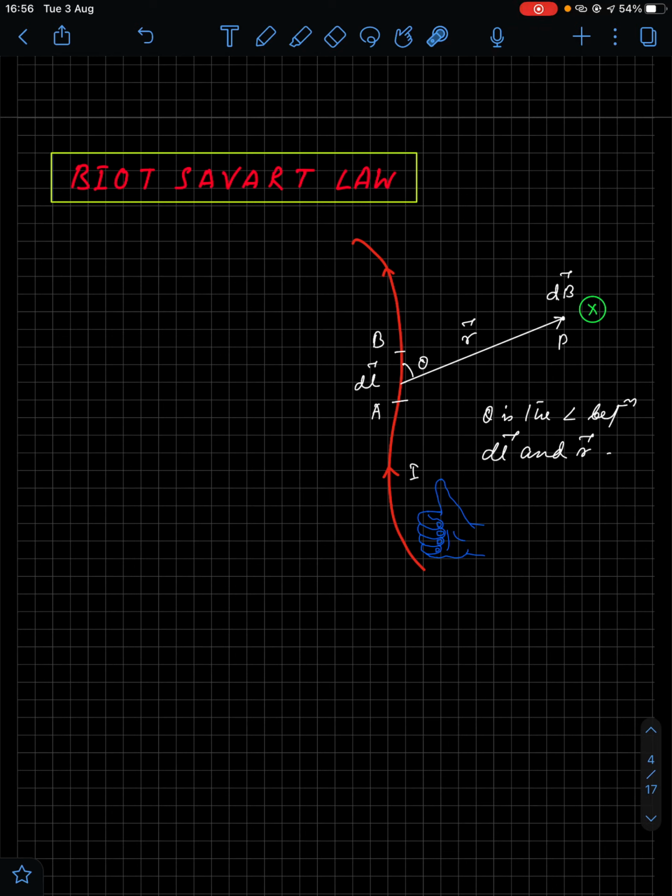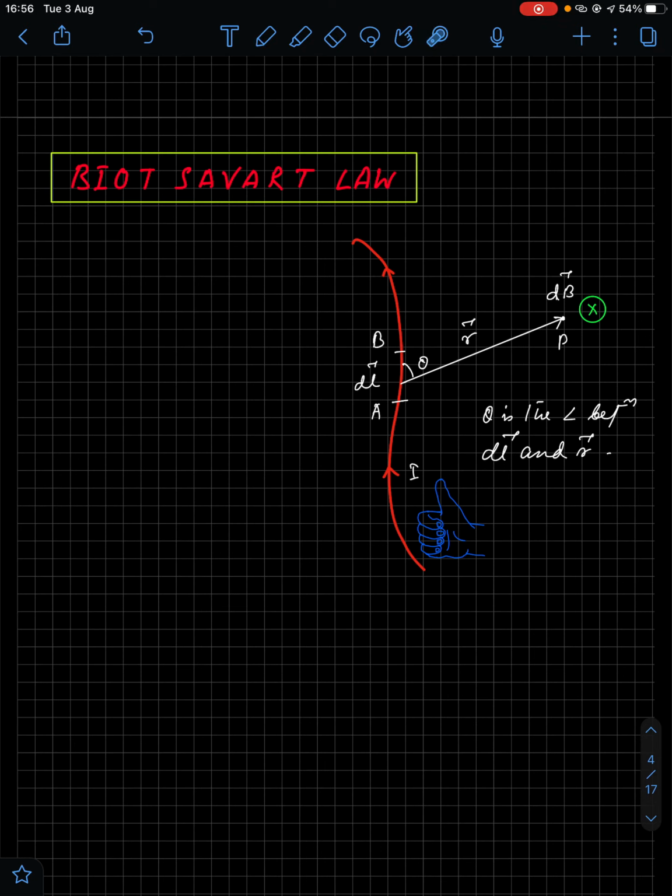Now we come to Biot-Savart law. Biot-Savart law is used to determine the magnetic field at a point from a current carrying wire. Here in the diagram we have a wire carrying current I. The magnetic field at the point P, which is at r distance from the length element dl, and theta is the angle between this length element dl and the r vector, where r is the distance of this point P from the length element dl.